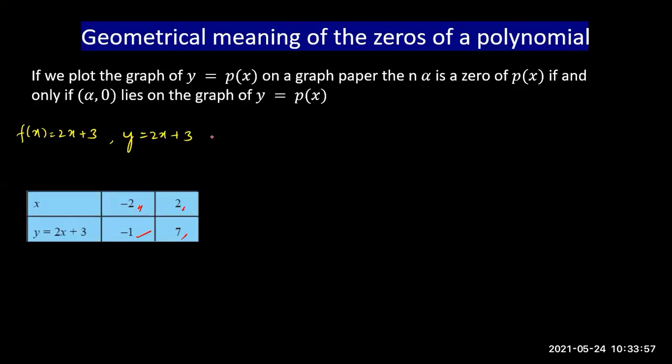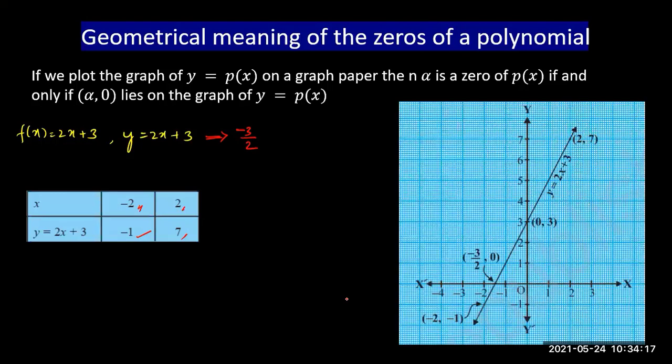Before that, what is the zero of this 2x plus 3? Minus 3 by 2. Yes, minus 3 by 2 is the zero of the given polynomial. Okay, these solutions will be plotted on a graph sheet. Then we'll get a graph like this. You can observe that the graph is cutting the x-axis at the point minus 3 by 2 and 0, where y is equal to 0 because the point is lying on the x-axis.